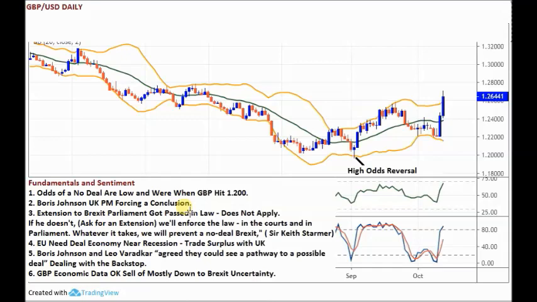The UK will leave without a deal if necessary, but would prefer a deal. Now, in terms of the media, they don't make enough of point number 3, because this made us really bullish of the pound. Now, Parliament did pass a bill for an extension to Brexit.